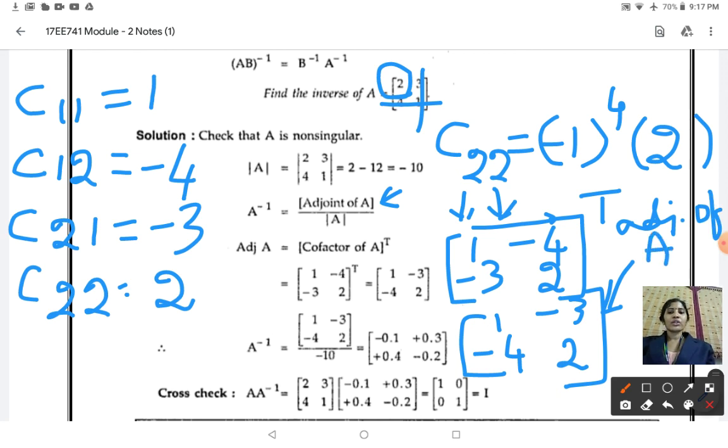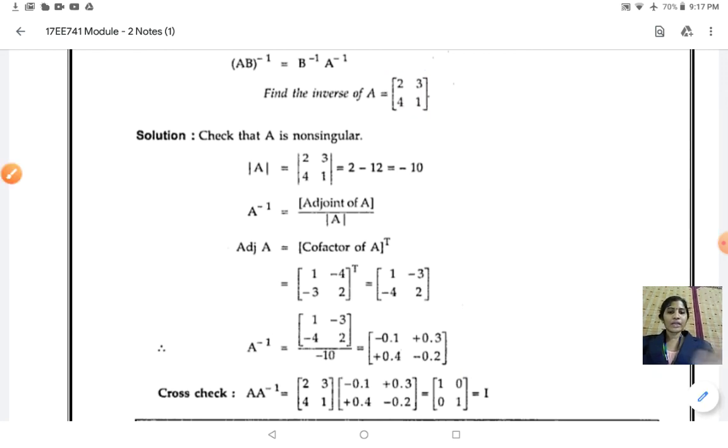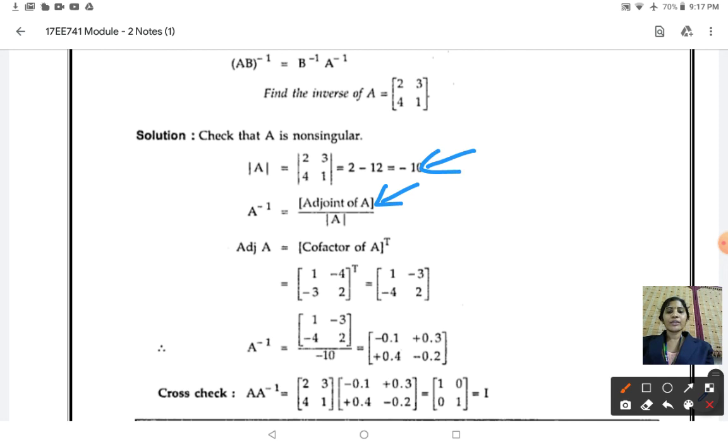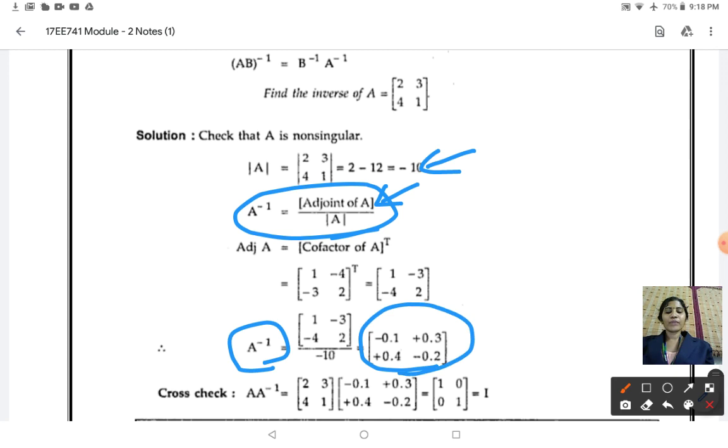Now, to identify your inverse matrix, you have identified the adjoint of A and also the determinant value of A. So after substituting everything in this particular formula, you are going to get the matrix A inverse as minus 0.1, plus 0.3, 0.4, minus 0.2.